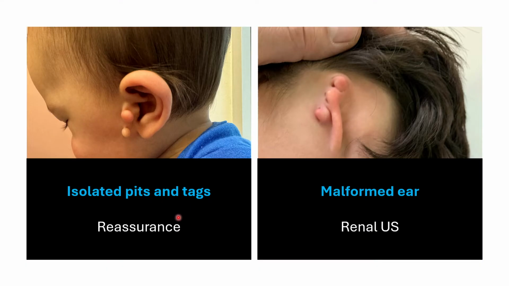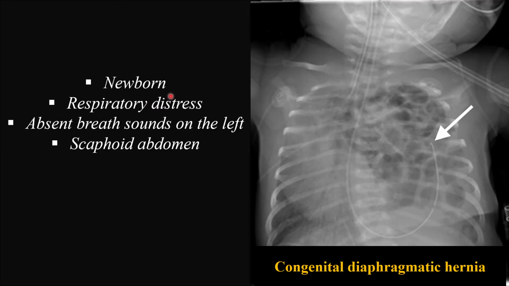Isolated pits and tags reassure the family. No need for renal ultrasound, but if you have malformed ear, renal ultrasound is recommended. Newborn respiratory distress, absent breath sounds on the left side, scaphoid abdomen, chest x-ray shows intestinal structure in the left side of the chest. This is congenital diaphragmatic hernia.